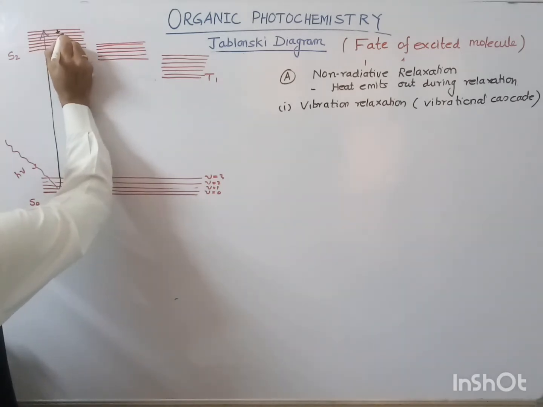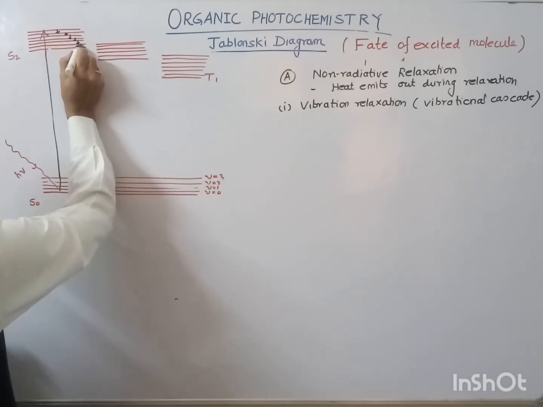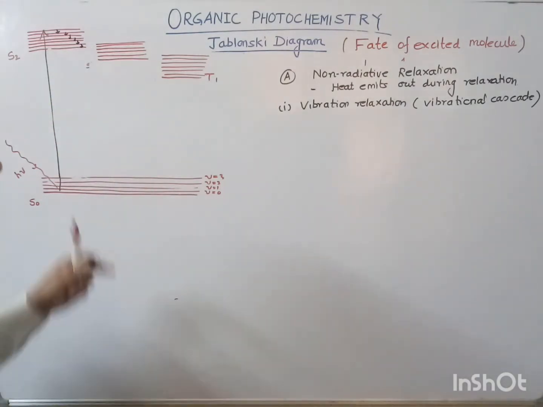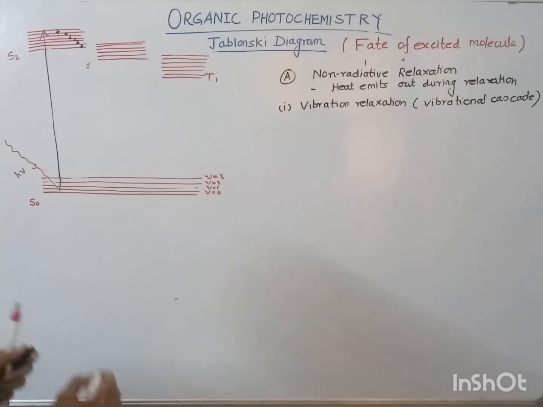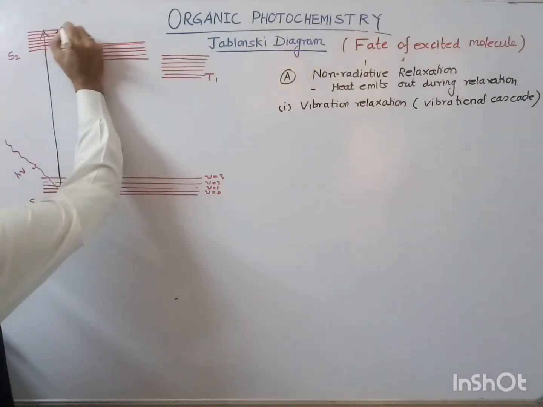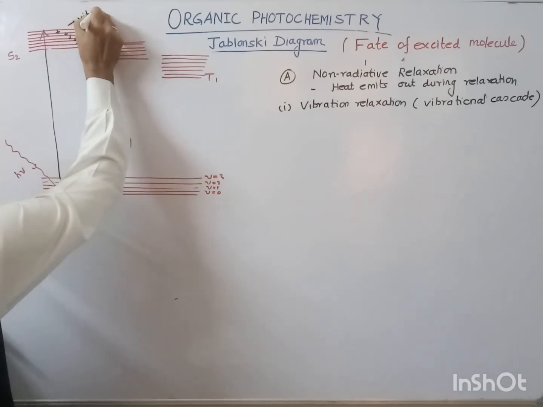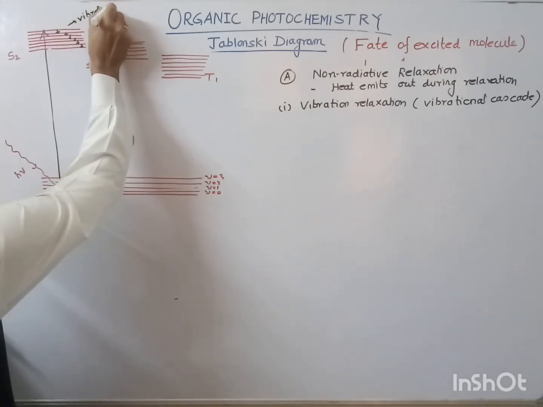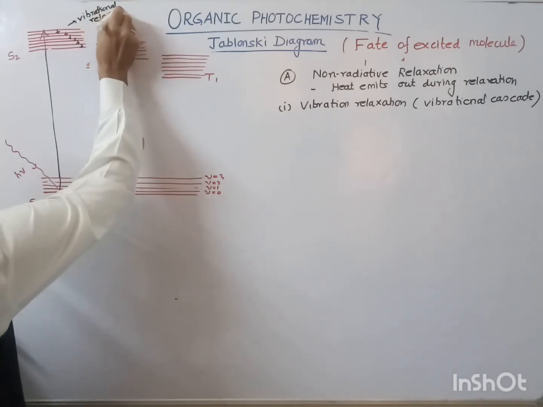Now it will come down to the next lower vibrational excited state, next lower, and like this it comes to its lowest vibrational excited state. So this relaxation is called vibrational relaxation, or vibrational cascade.